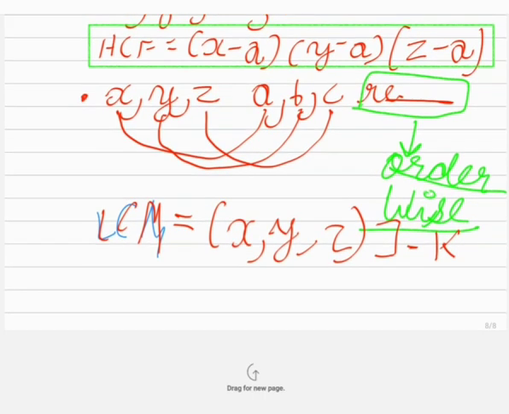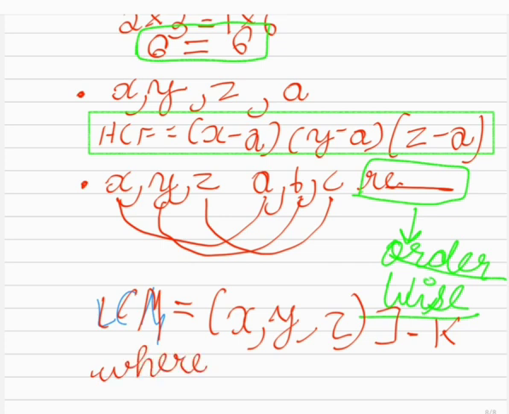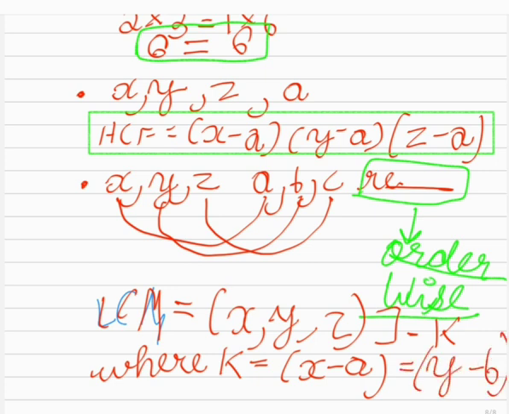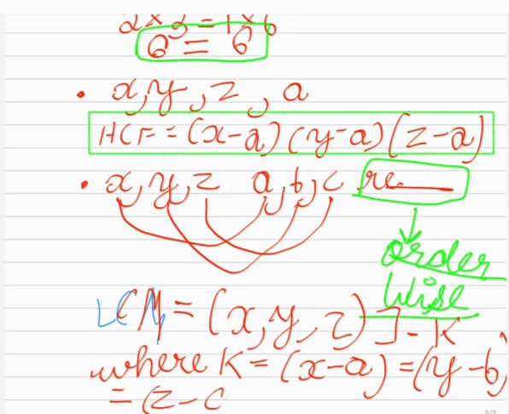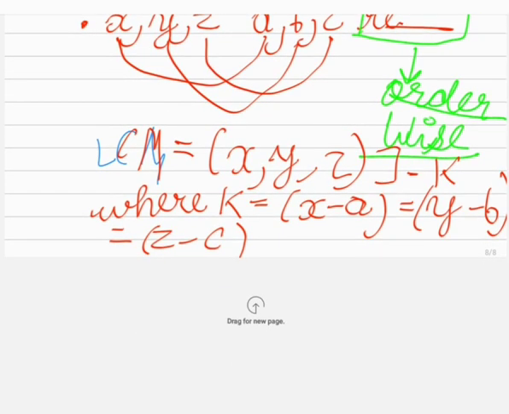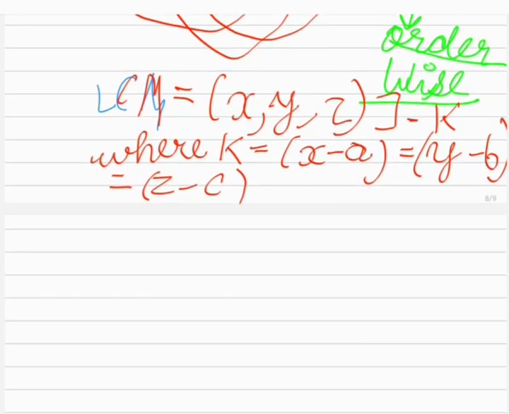What is k? I will tell you, where k is equal to x minus a, which is equal to y minus b. Because see, if 2 minus 1 is given and 3 minus 2 is given, so 1, 1, it's equal. And if you do with any number, it will come like this only. So y minus b is equal to z minus c. So if you do x minus a, it will also be the same, y minus b will also be the same. So this is our method.